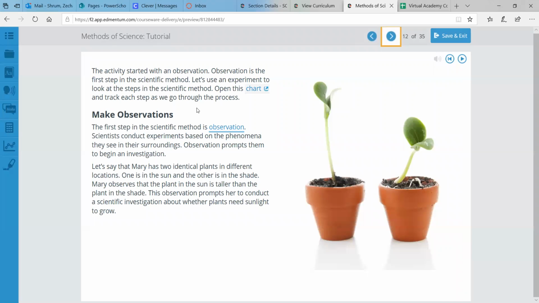And in this example, Mary sees two plants of the same subtype. One's in the sun and one's in the shade. So she observes that the one in the sun is taller than the one in the shade. And this makes her want to do an experiment. Like, is it really the sunlight that's making it taller? Or is it something else, right?